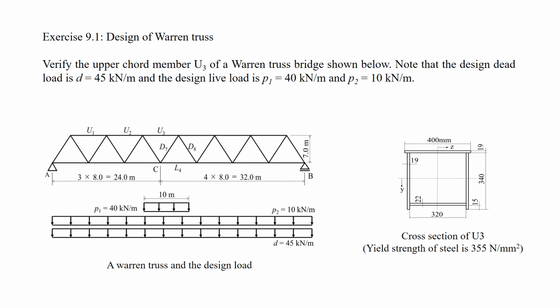Exercise 9.1 Design of Warren truss. Verify the upper chord member U3 of a Warren truss bridge shown here. Note that the design dead load is D equal to 45 kN per meter, and the design live load is P1 equal to 40 kN per meter and P2 equal to 10 kN per meter. Yield strength of steel is 355 Newton per square millimeter.